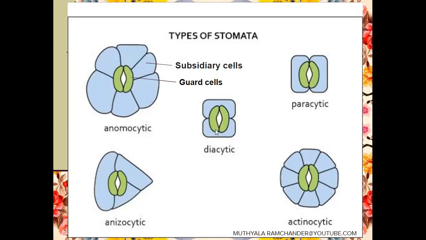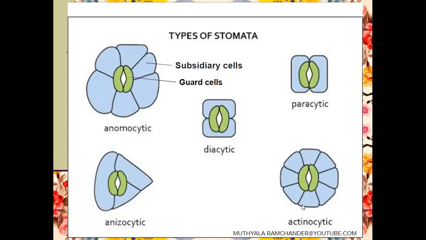Diacytic stomatal complex: around the two guard cells, two subsidiary cells are present. The two subsidiary cells are in a perpendicular position to the two guard cells. This is called the diacytic stomatal complex. Paracytic stomatal complex: around the two guard cells, only two subsidiary cells are present. The two subsidiary cells are arranged parallel to the two guard cells. This is called the paracytic stomata.